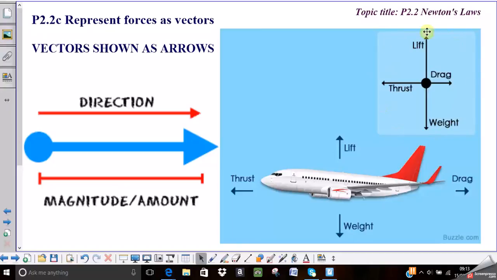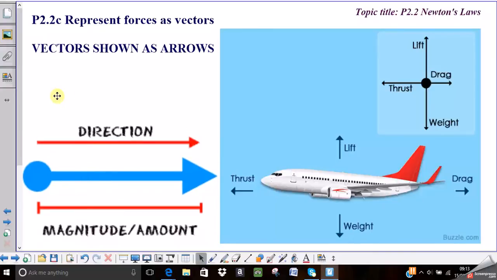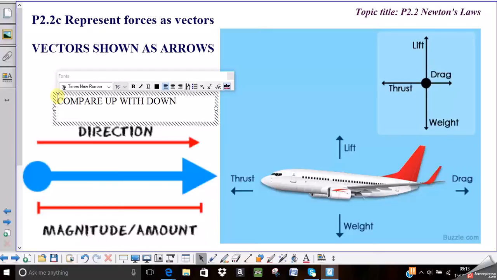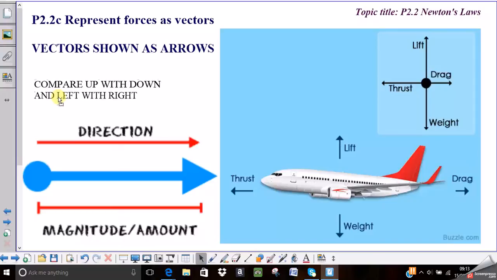Now if we look here in the top corner, we see that the lift has exactly the same value as the weight. We're always going to analyze these forces by comparing up with down, and left with right. So I'm just going to write here: compare up with down, and left with right.